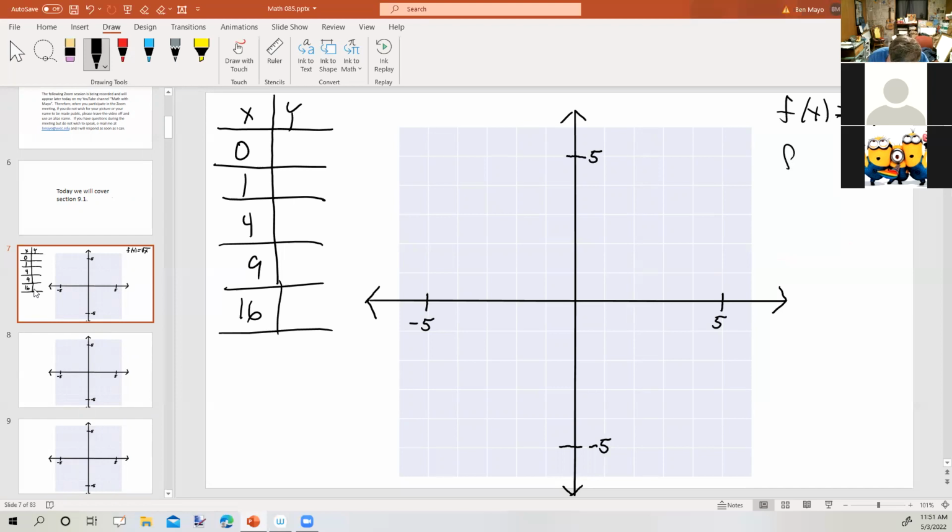So if x is 1, f of 1 would be the square root of 1, which is, oops, 1. Sorry, I skipped over 1. Hang on. If x is 0, f of 0 would be the square root of 0, which is 0, right?